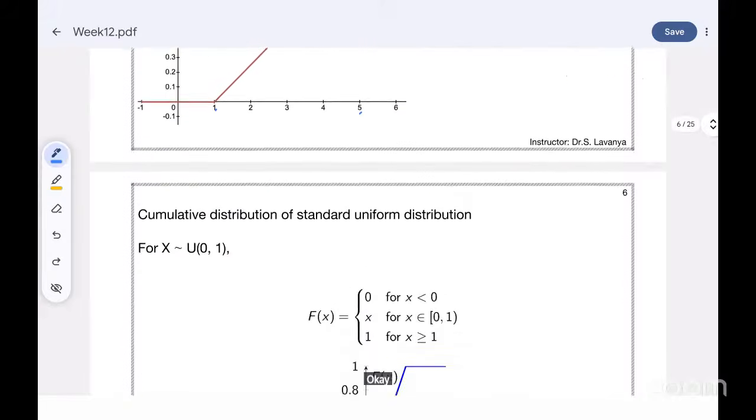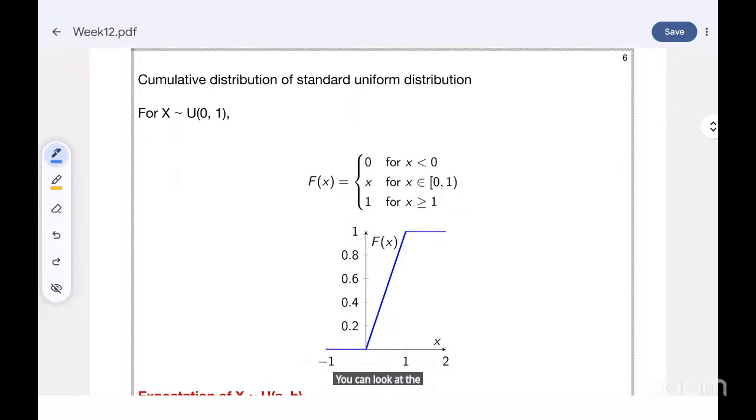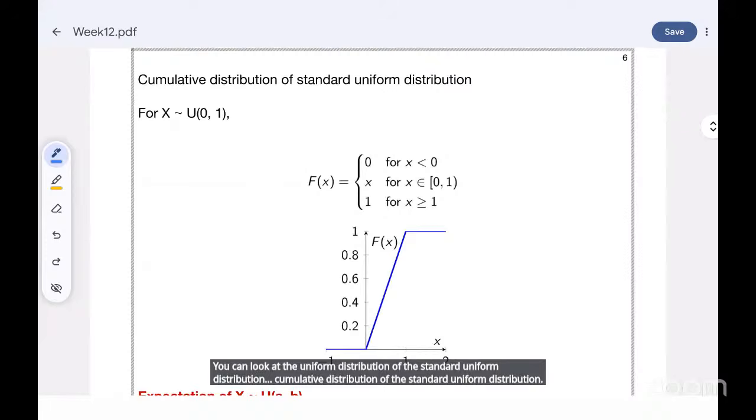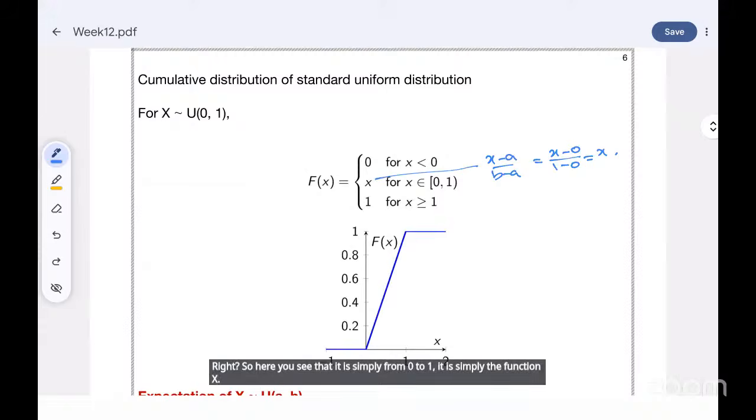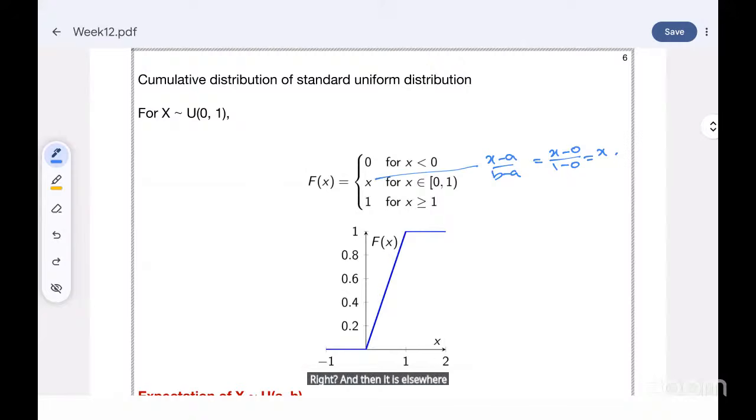Similarly, you can look at the cumulative distribution of the standard uniform distribution. The standard uniform distribution, you already know, is U(0, 1). Since your a and b values are 0 and 1, this part is x minus a by b minus a, which is (x minus 0) by (1 minus 0). So it's simply x, right? So from 0 to 1, it is simply the function x. And then elsewhere it is 0 before 0 and 1 after 1.